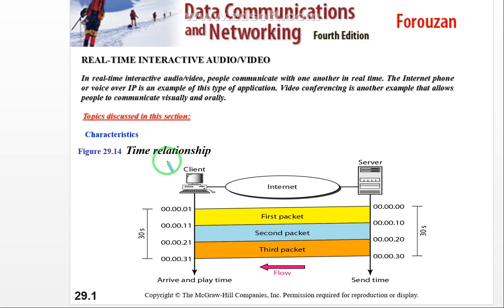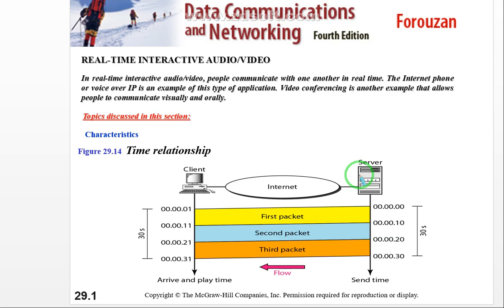Time relationship means that you have a sender and a receiver, and between the sender and receiver you have a network. The sender can send data through the network to the receiver, or the receiver can receive the data through the network. Here we have a client and a server. The client wants to access the server, and when the client accesses the server, the server will send the specific or desired data or information which the client needs. That's one kind of example.